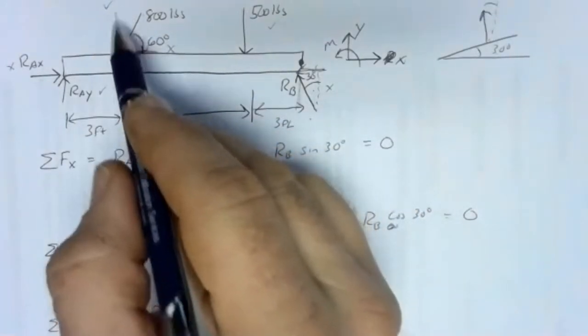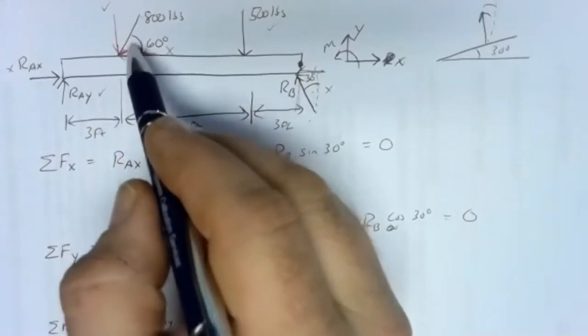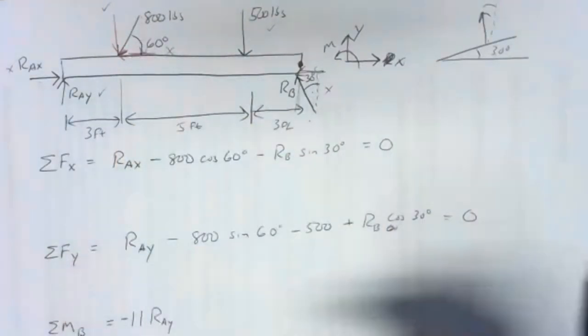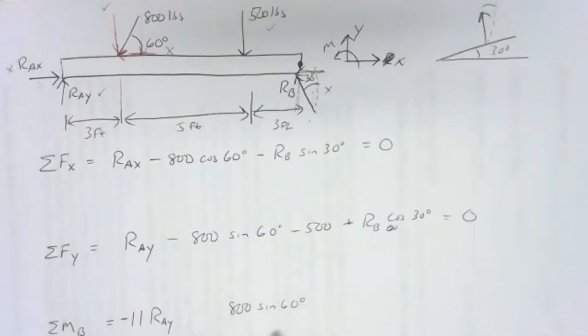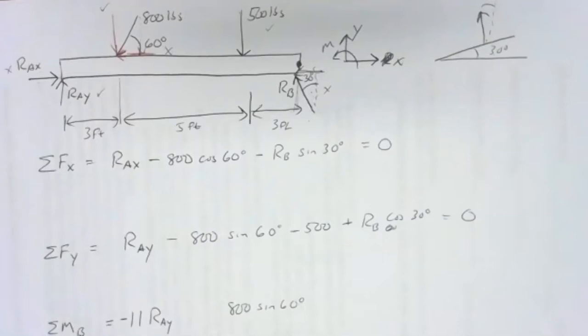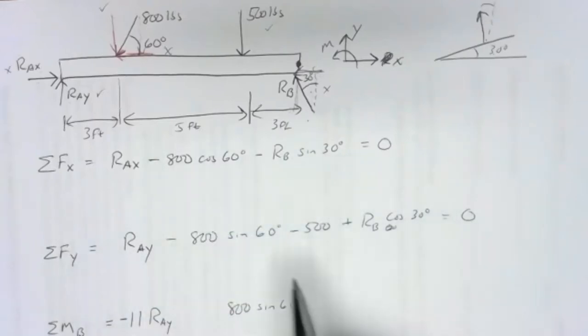The vertical piece of this 800-pound force, that was the opposite side, so that's 800 sine 60. I haven't calculated what 800 sine 60 is just yet, but we'll figure that out in a second. That's the amount of force that's creating a moment. I still need an arm for that. Remember, moment is arm times force, so perpendicular force times arm.